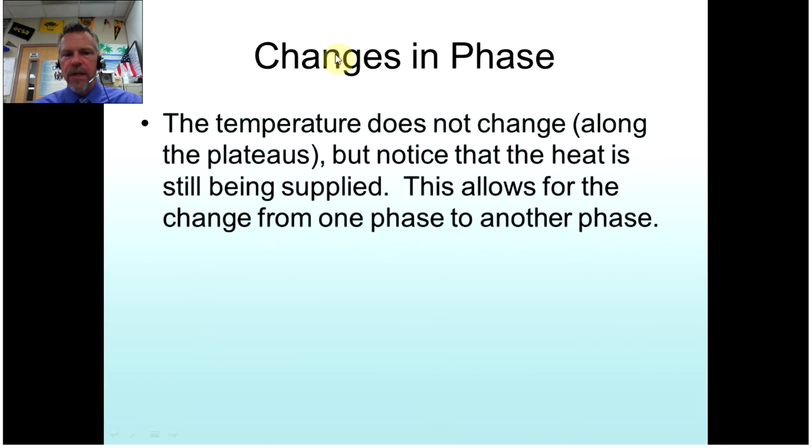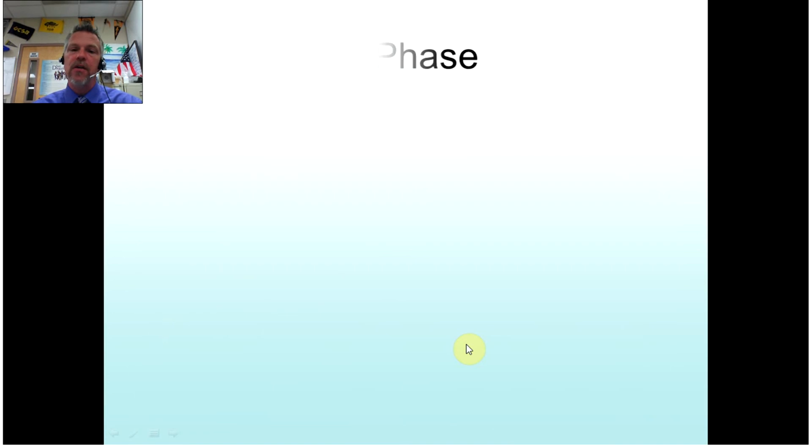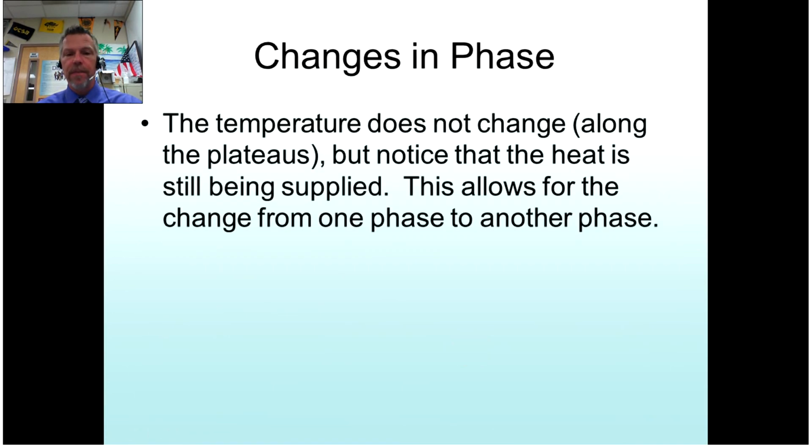So the important piece was that the temperature doesn't change on the plateaus, but we're still supplying heat. The heat being supplied on the plateau, again, remember, is being used to change the phase, not to change the temperature. The heat being supplied in this section is changing its temperature, as you can see, because the temperature is going up by the slope of this line. When this line is flat, the temperature is not changing, but heat is still being supplied. That heat is being used to change the phase. All right?